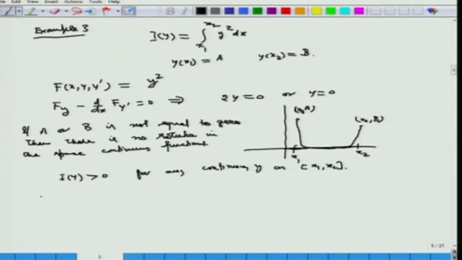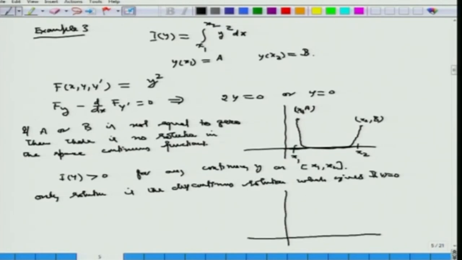And the only solution is the discontinuous solution, which gives you I(y) equal to 0, that is the following. So, this is x 1, this is x 2, and here is a and here is b. So, this simply drops like this and goes like this. So, that is a discontinuous solution here. In this case there is no solution in the space of continuous functions.